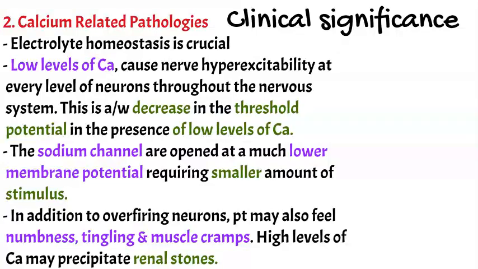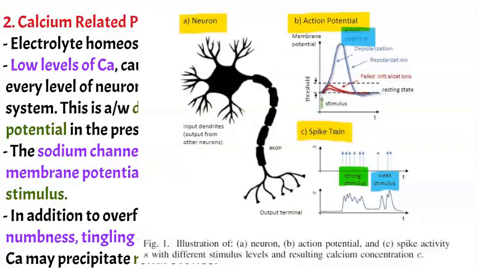This figure illustrates the neuron, its action potential, and C, the spike train or activity with different stimulus levels and resulting calcium concentration.